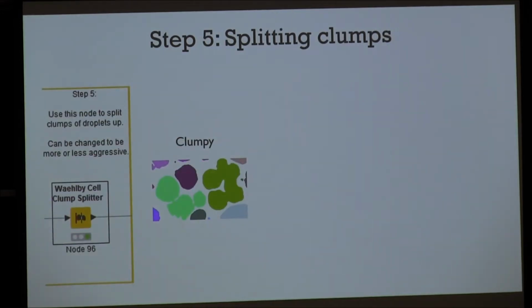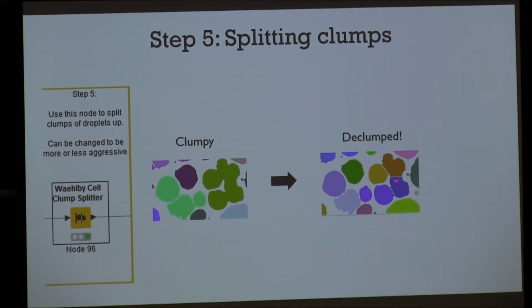There's a number of different ways that you can do this. You could do something like watershedding. In this case, there's actually a node called the clump splitter. So we can basically just split these clumps up by running this node, and that's what it will look like. You can run this clump splitter, and it's going to declump your objects for you. There's just a few parameters that you need to change within these nodes, so it's quite easy to run.